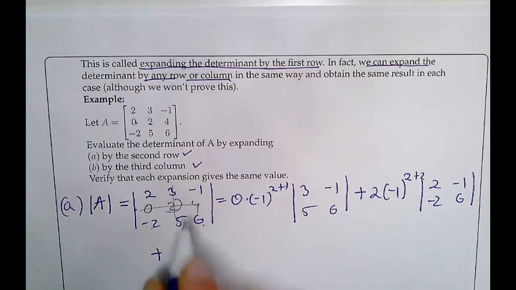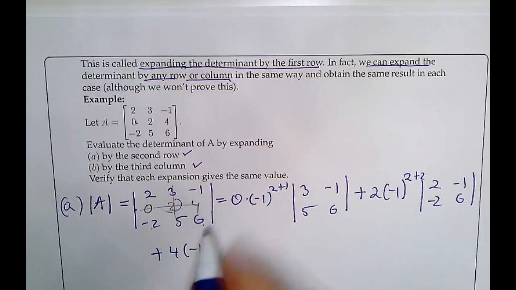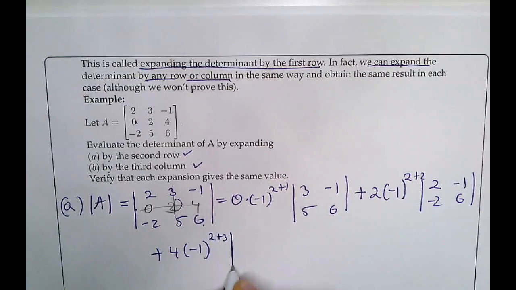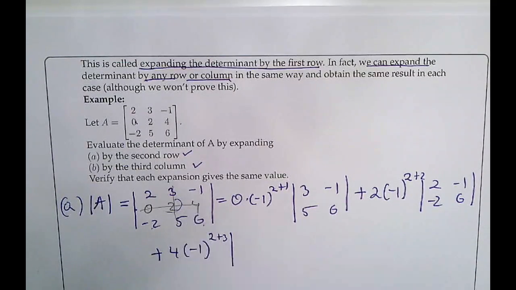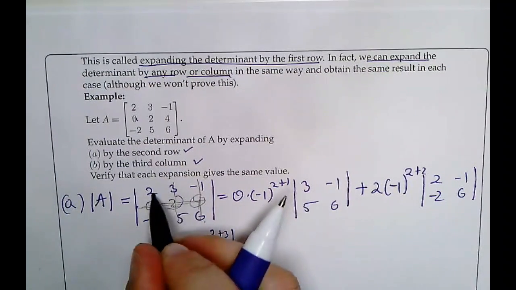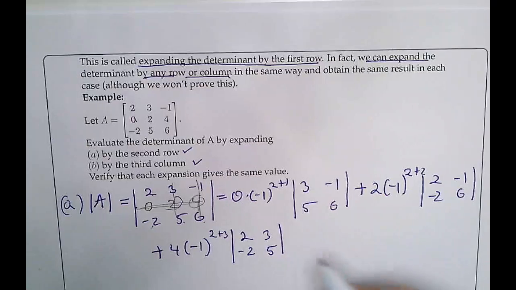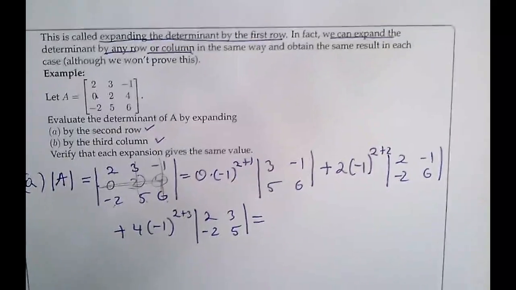And then finally, plus the third element, which is 4, times negative 1 to the second row, column 3, so 2 plus 3, times its minor. So if I remove row 2 and column 3, I will have left 2, 3, negative 2, 5. This is the minor. And now I'm ready to find out the determinant.